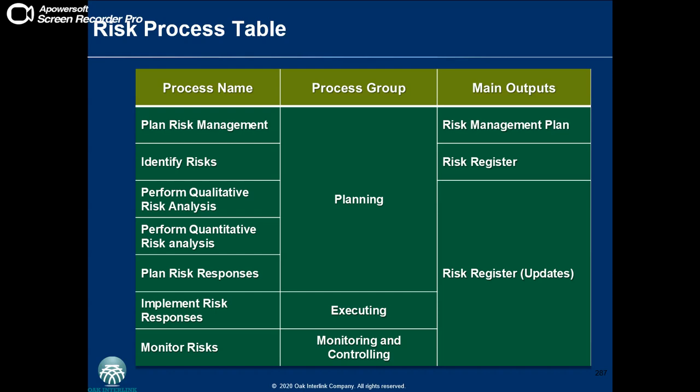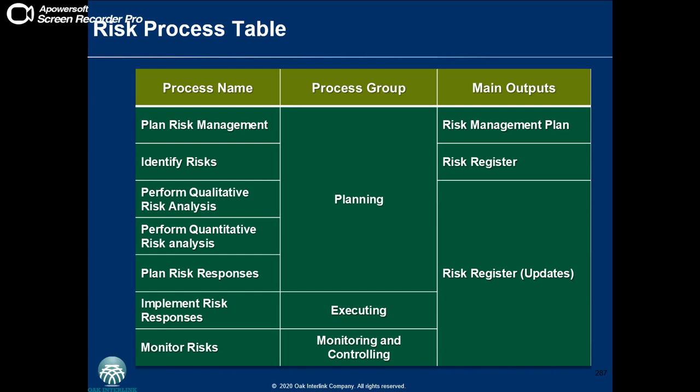So the first is plan risk management, and what you're doing here is to define the approach that you're going to take in managing risk on the project, and this includes defining how you're going to identify risk on the project, how you're going to do your analysis, how you're going to plan responses, how you're going to create your register, what kind of format you're going to use, and so on and so forth. And your key output of that particular process will be the risk management plan, which is a documentation of this approach.